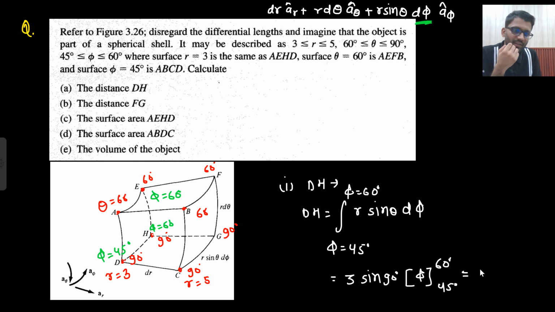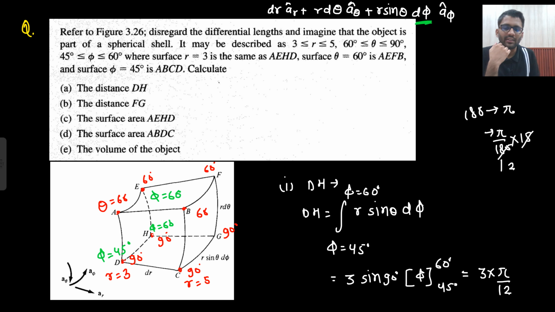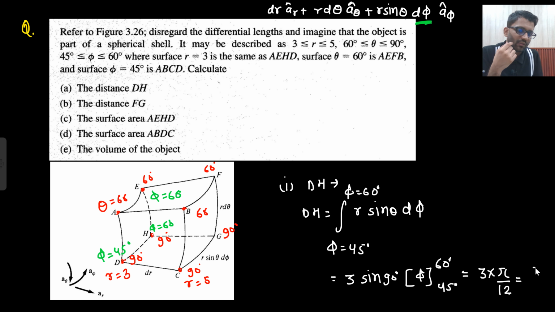15 degree. So 3 into 1 into 15 degree. What will be 15 degree? 180 degree is equal to pi. So 1 by 180 into 15, that is pi by 12. Right? So 15 degree is pi by 12. So that would be pi by 4 unit. This will be pi by 4 unit length. Let's see the second one, FG.